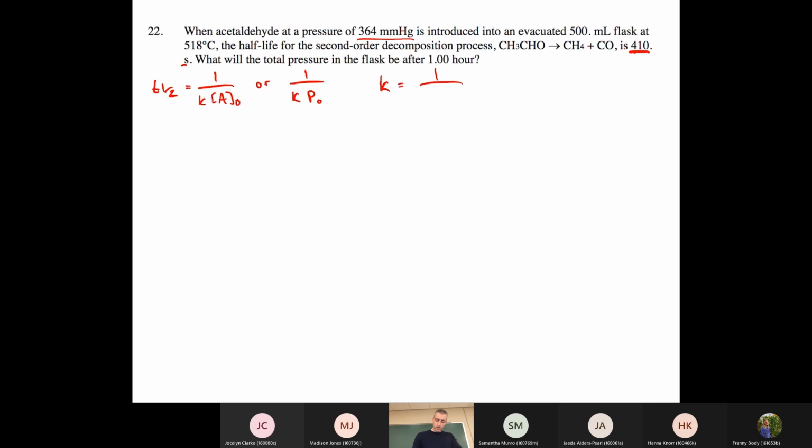k is going to be equal to 1 over t1/2 times P0, 1 over 410 seconds times 364 millimeters of mercury. And that's going to give us 6.70 times 10 to the minus 6 millimeters of mercury to the minus 1 seconds to the minus 1. So we have units of concentration to the -1, units of time to the -1. This makes sense for a second order decomposition.